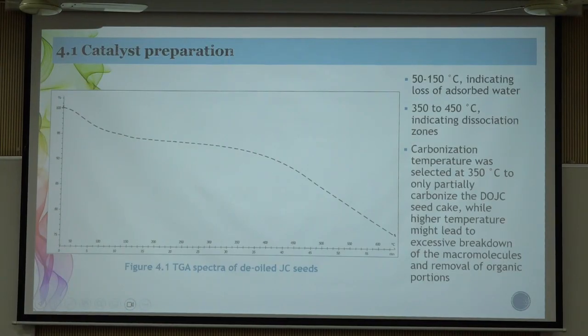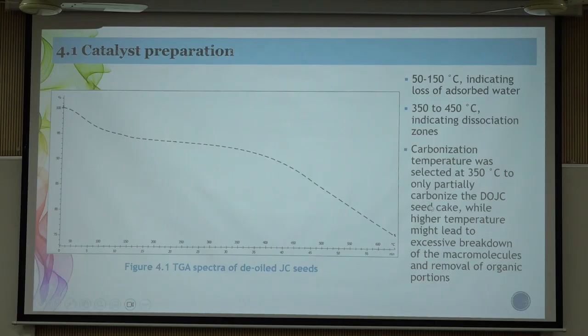So this is the result. This is the TGA analysis of the Jatropha oil seed. As usual, for those who conduct TGA, we know that the first 100 to 120 degrees is the loss of water. Then another region indicates the degradation curve, between 350 and 450 degrees, where degradation happens.